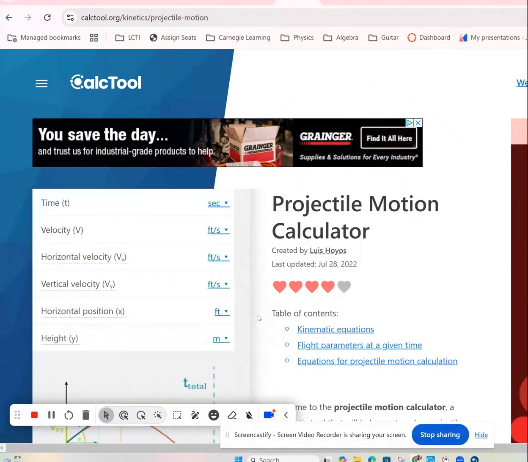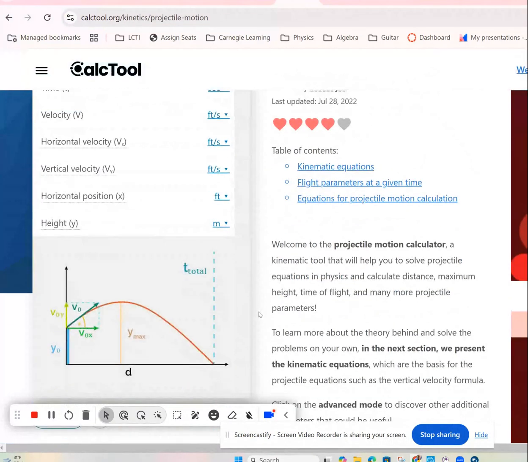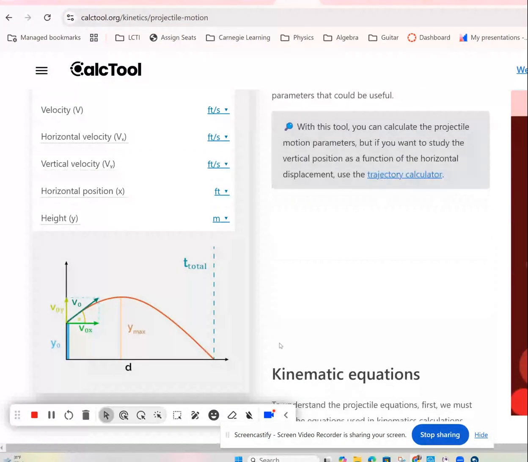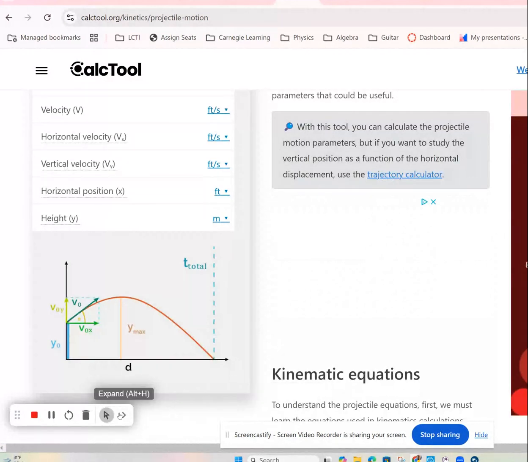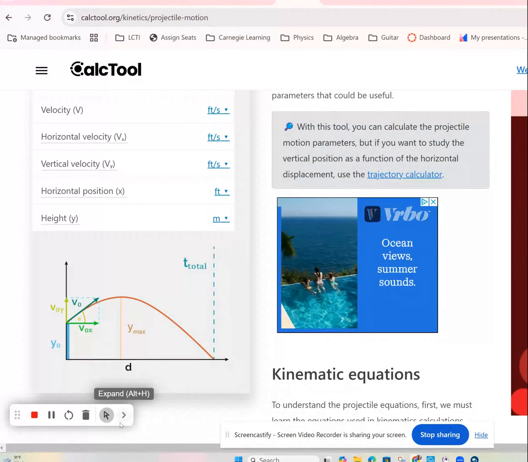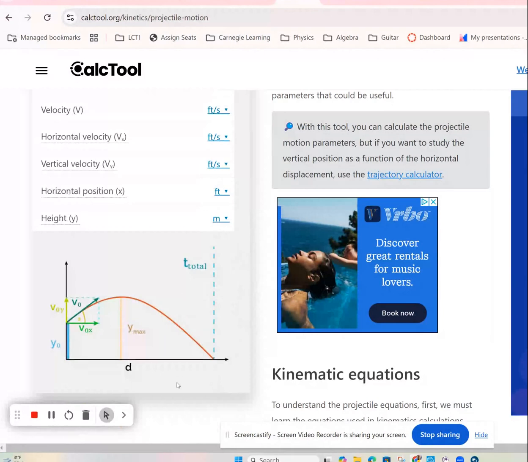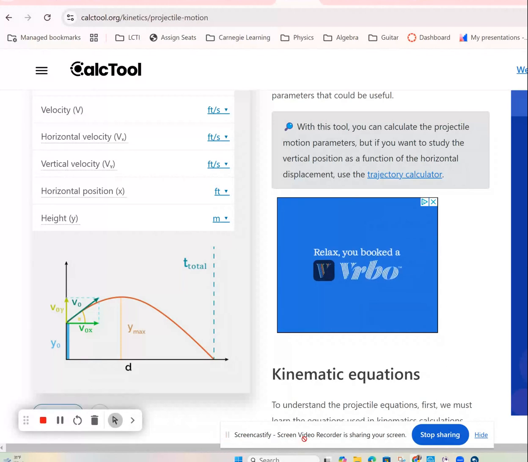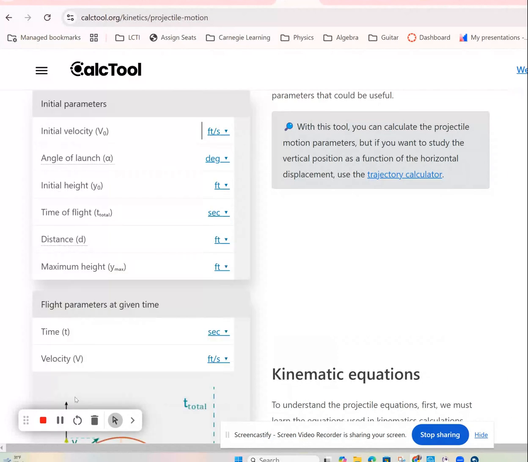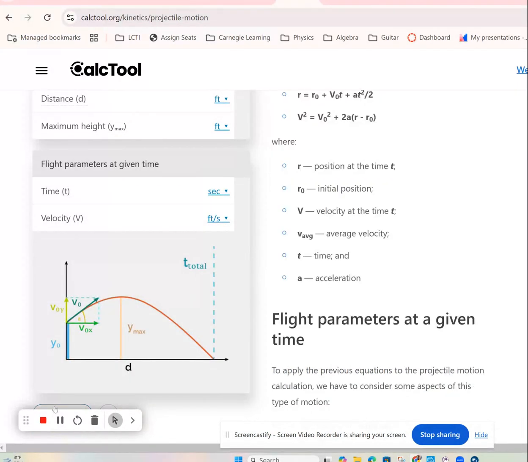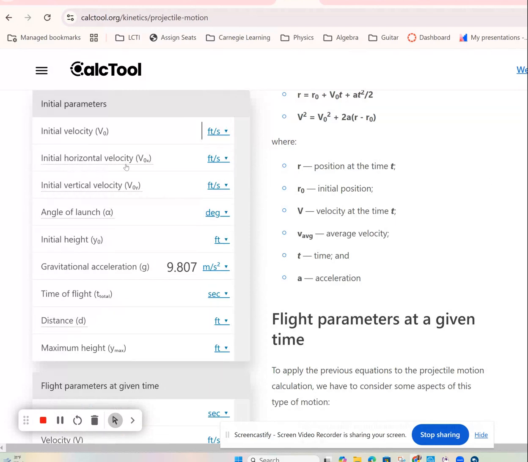Now, if it doesn't have that, come down here, come down to the bottom, and let me get rid of this, remove it. There is something that says advanced mode, or, yeah, right there. Advanced mode or simple mode. Now, if you don't have the initial horizontal and initial vertical listed, you need to click on that. Once you do, I can come up here.